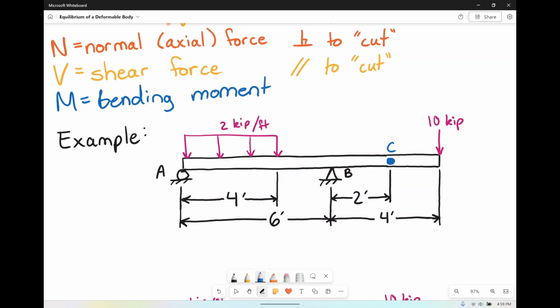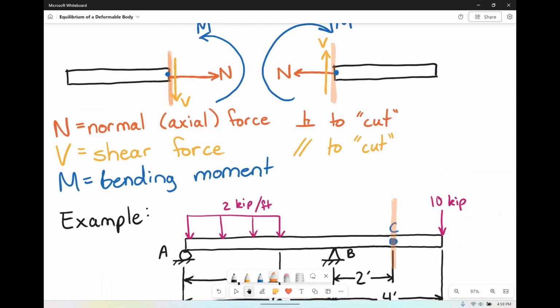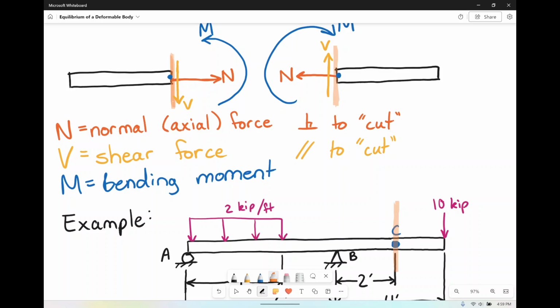Now there's a couple ways of going about doing this. Obviously we do have to make a cut at C to figure out what the internal forces are, but the real question becomes, which side do you take the cut? As you can obviously tell, we can do both the right or the left, and either one of them should get you the exact same answer. Now, you only have this choice because the problem statement does not distinctly tell you which side you need to find the internal forces on.